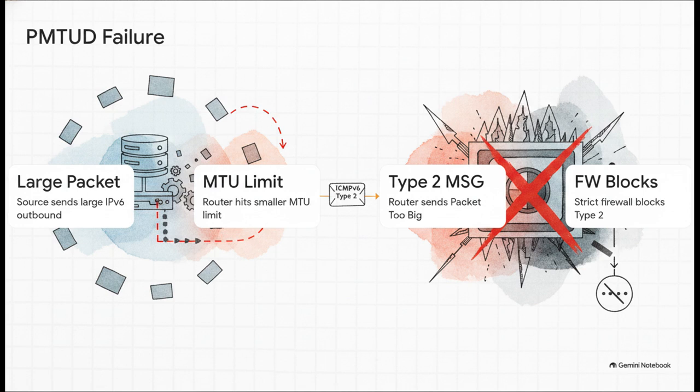It generates an ICMPv6 packet too big warning, which is a type 2 message, and fires it back to the source so it knows to shrink its packet size. But here is the kicker. An overly strict, badly configured firewall somewhere drops that type 2 message dead in its tracks. The source never gets the memo to shrink the packets, and the connection just hangs there in total silence.